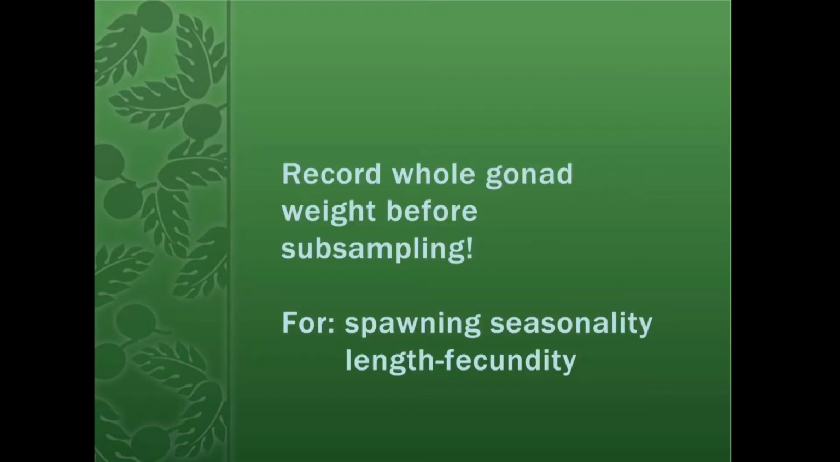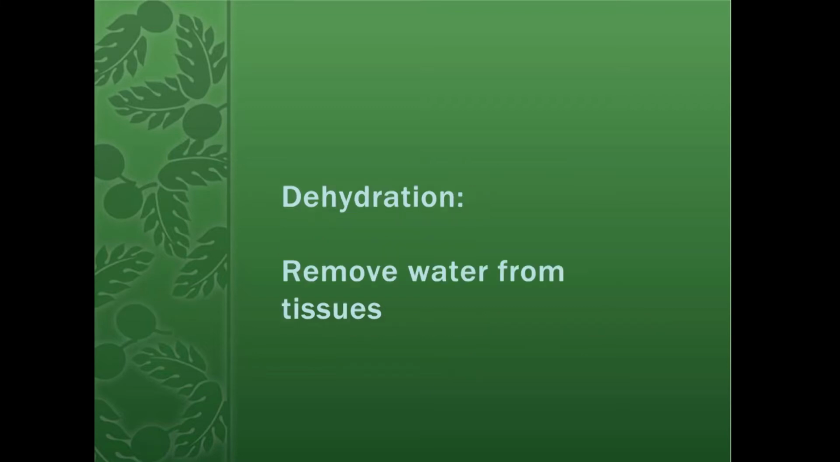The point of that short video was to show you how to take a subsample of the gonad, but I really want to emphasize here that you need to record the whole weight of the gonad before you start cutting into it. Now this is important because that whole gonad weight is going to be used for spawning seasonality and length fecundity relationships. Up until now, the gonads and the subsamples have been stored in water-based solutions. Now we're going to take some steps to remove water from those tissues.